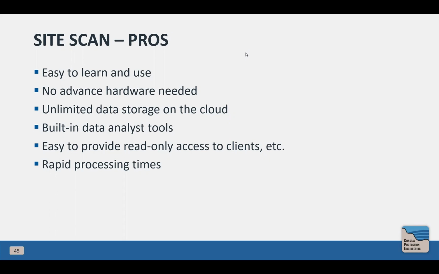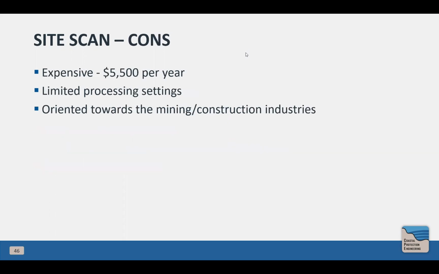So for that Pine Island example, we collected it across 5 different zones. I can actually run all 5 of those zones at the same time, which you would not be able to do on Pix4D or Agisoft. It has built-in data analysis tools, and it's very good for distributing the data to clients and other people who need to view it because it's all cloud-based and you can give them read-only access. And then finally, since it is being processed on the Amazon cloud servers, it has a very fast processing time. Probably the biggest issue is that it is very expensive.